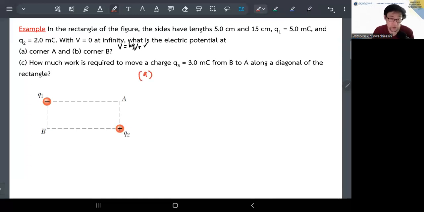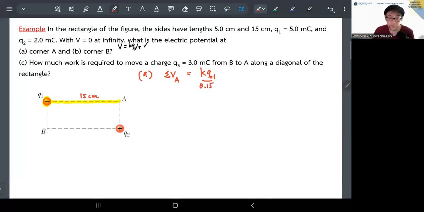What you have over here is, of course, you're going to use just the expression KQ over R. So I would say the total potential at A is going to be the potential that's coming from Q1. Let me do the highlighting here. So the negative Q1 will give you the potential at A equal to K, the charge generating that potential, divided by the separation from that charge to the position of calculation, which in this case is 15 centimeter. Let me put 0.15 right here.